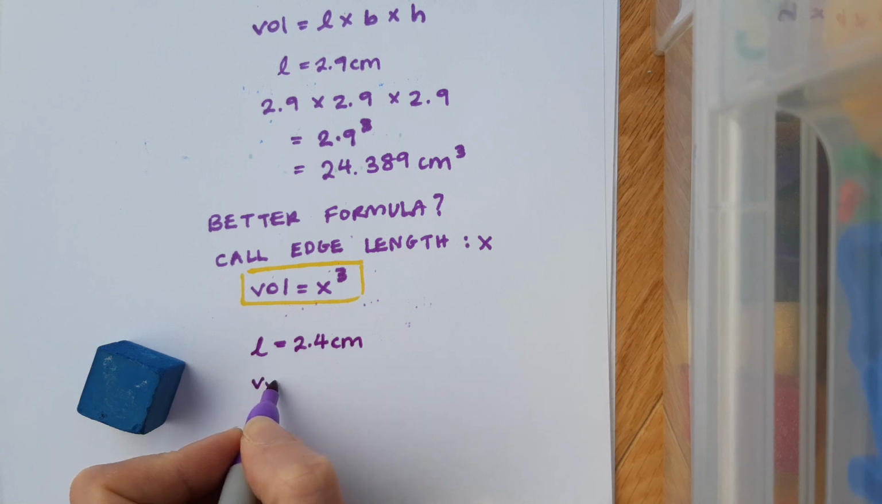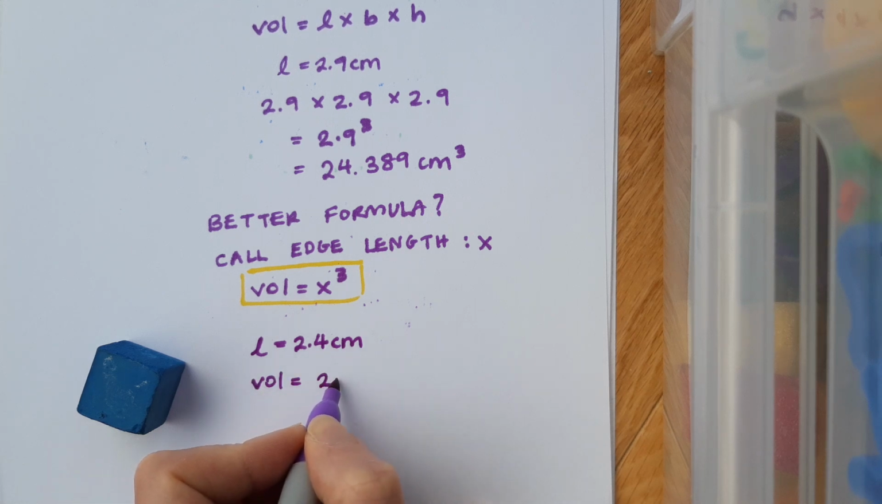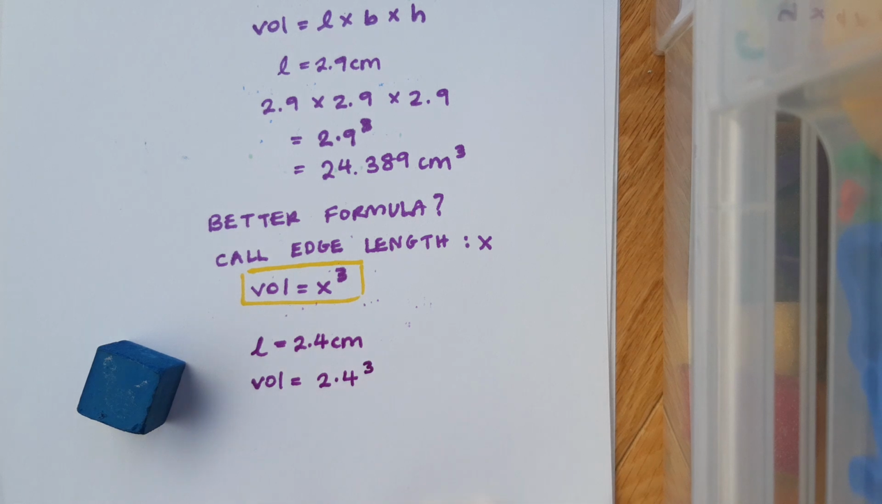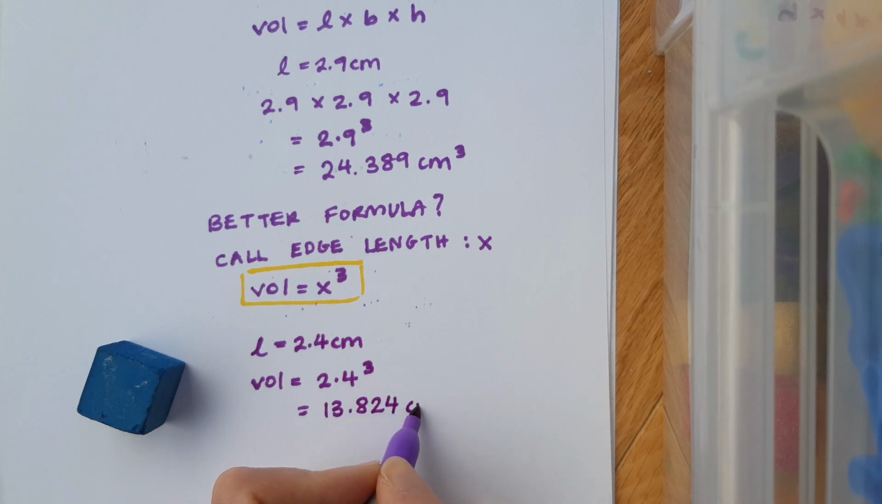And I know that to get the volume, I just have to cube that. And so when I calculate that, 2.4 cubed, I'm going to get 13.824 centimeters cubed.